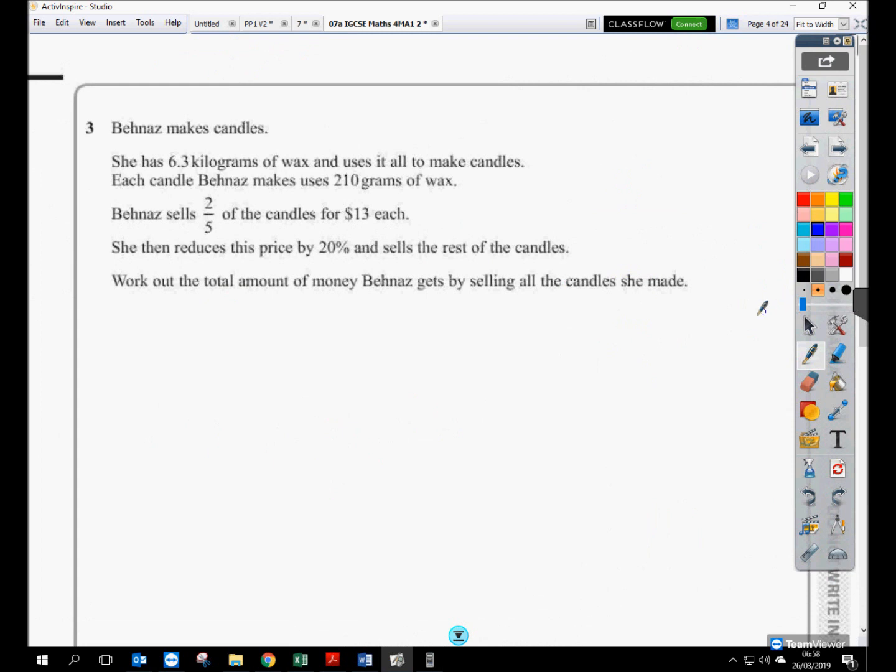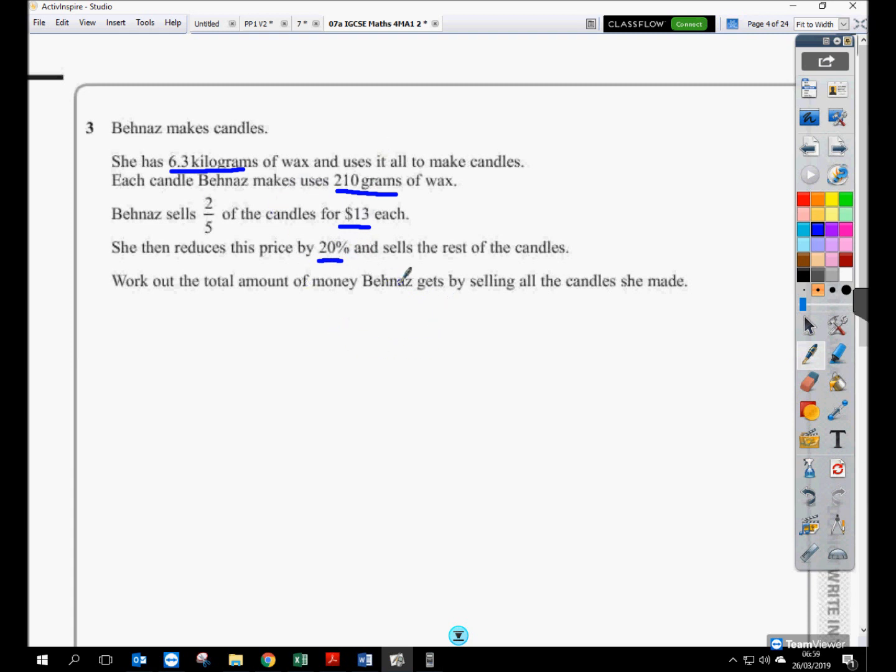So we have some candles, 6.3 kilograms. Let's just highlight the key parts of this sentence. She has 6.3 kilograms of wax, and uses 210 grams of wax per candle. Sells 2/5 of the candles for $13 each. She then reduces this price by 20% and sells the rest of the candles.